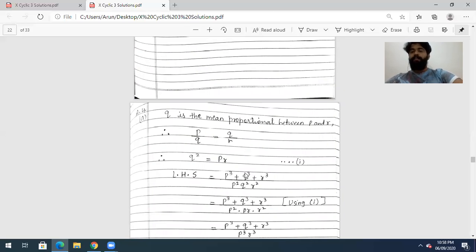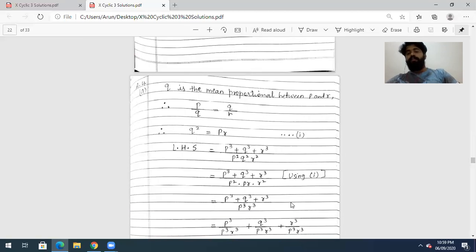Given Q is the mean proportional between P and R. So the first thing that we can write is P upon Q is equal to Q upon R. So therefore, Q square is equal to PR. You need to prove P cube plus Q cube plus R cube upon P square Q square R square is equal to 1 upon P cube plus 1 upon Q cube plus 1 upon R cube. We start with LHS because that is the more complicated side. P cube plus Q cube plus R cube upon, in place of Q square, we are going to substitute PR. So upon P square into PR into R square. So we get P cube plus Q cube plus R cube upon P cube R cube.